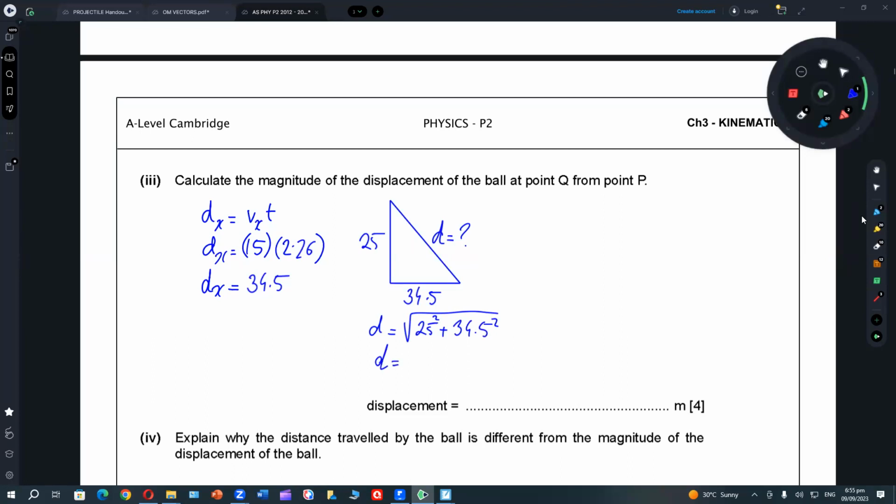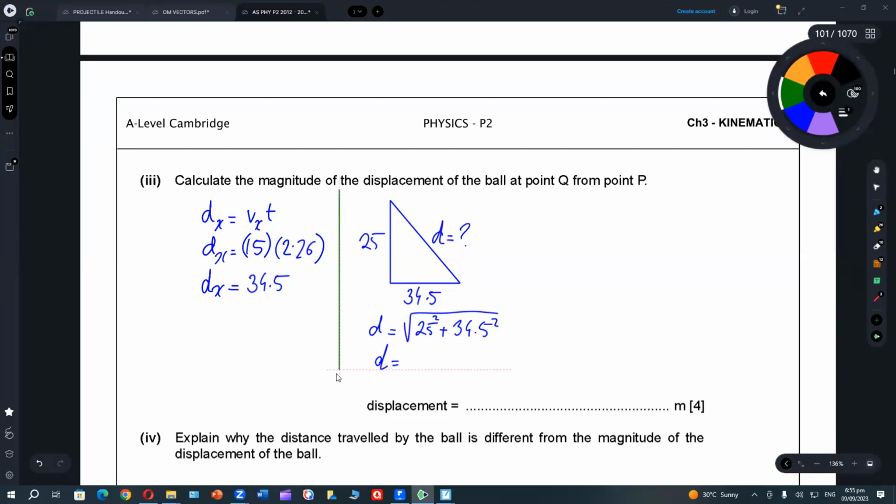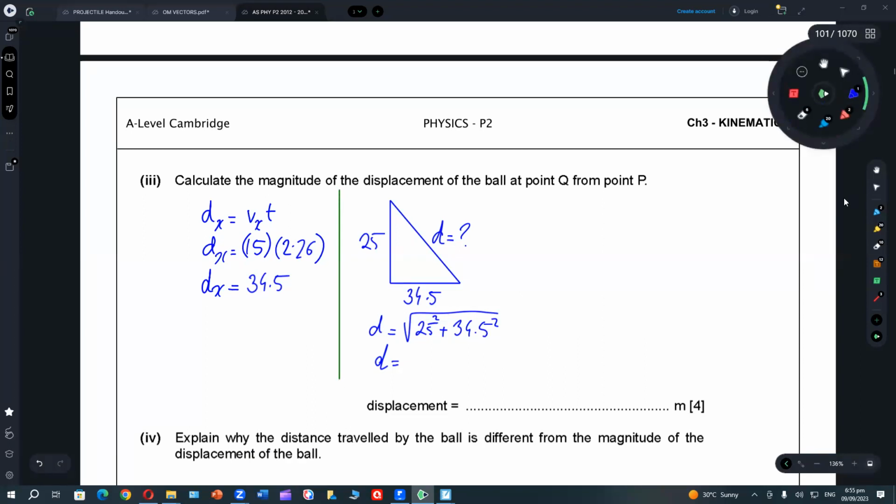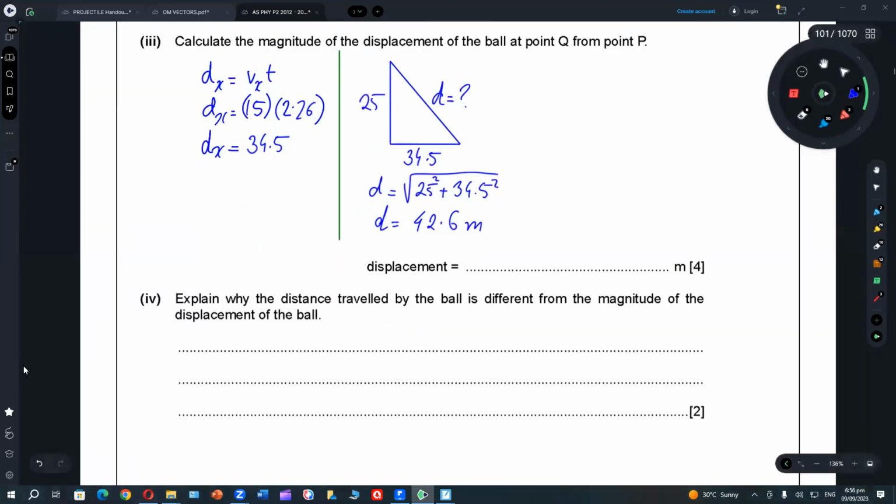So now do this working. Sir, 42.6. And what are we getting for d with the Pythagoras theorem? 42.6. Now we move to the last part.